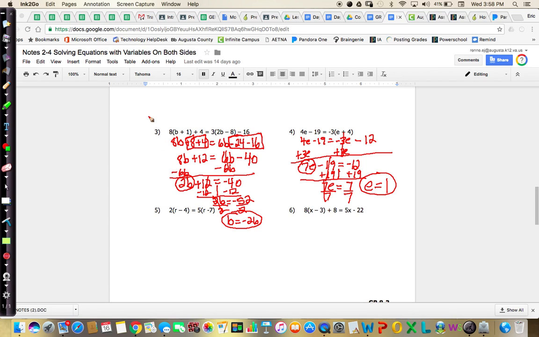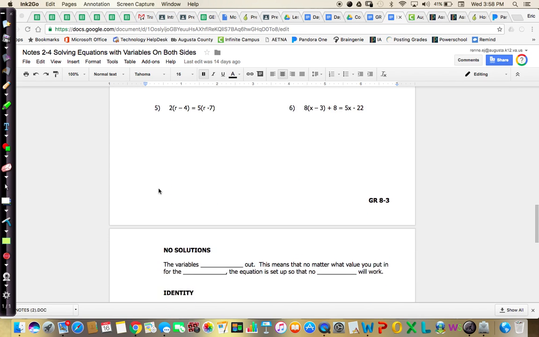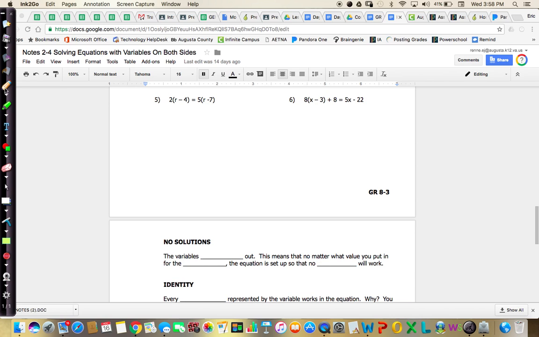Okay, we have 2 more examples to look at, and then you'll be ready to try some on your own. So, clear this, and let's scroll down to number 5. Okay, we're going to use the distributive property on both sides, so we're going to do 2 times r is 2r minus 2 times 4, which is 8. And we're going to do 5 times r is 5r. And 5 times 7 is 35, and I have the minus sign there.